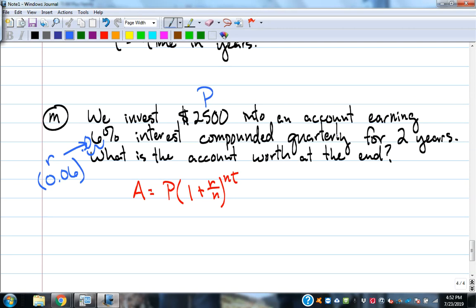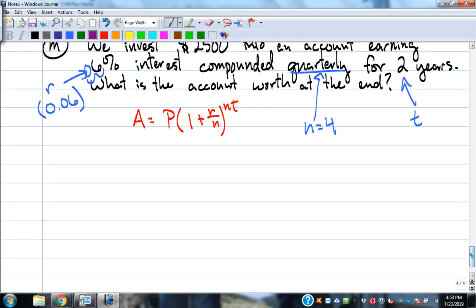The word quarterly tells us that N is equal to 4. So that's how many times you're going to get that interest, put it back into your account during a year. And then the 2 is your time. So that's time in years. We're just plugging those in and we're just going to work it out. We're going to use the calculator to help us work it. Hopefully ends up being a decent amount of money. I don't know. 2 years, not long to leave it there.